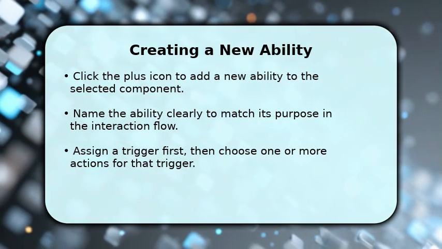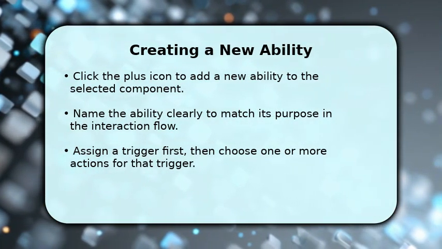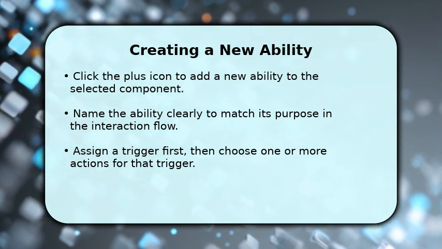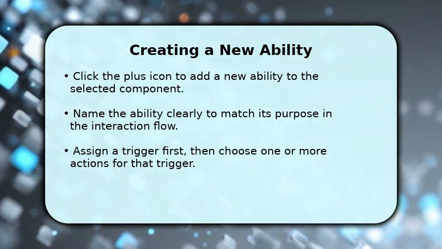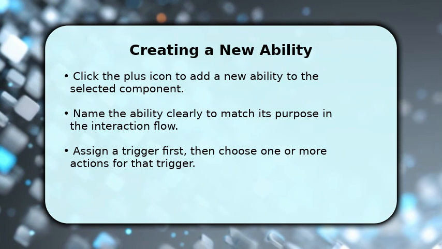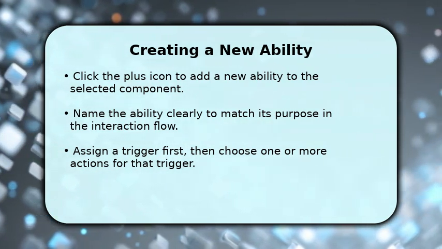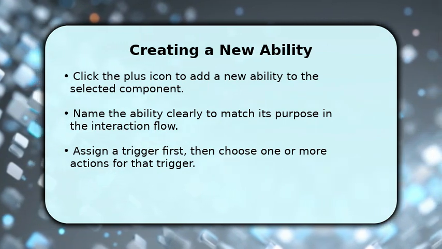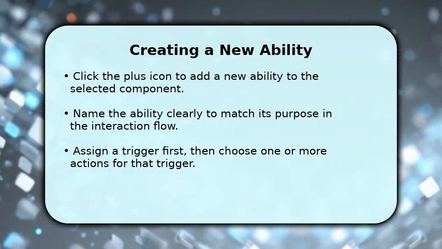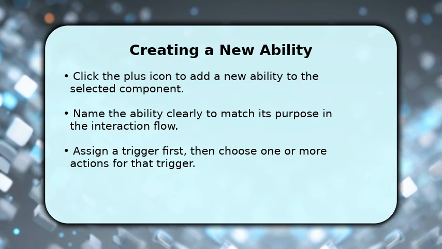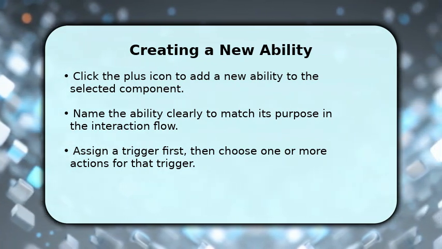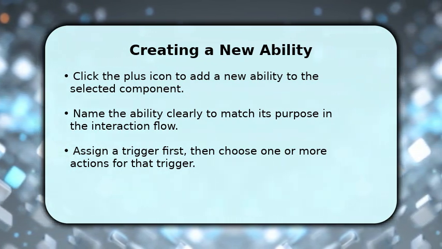Start by selecting the element and clicking the plus icon to create a new ability. Name the ability so it is easy to find later, then assign a trigger such as tap or drag. Add actions in the order they should run, like animate then navigate, and configure timing and easing. Use preview frequently to verify behavior and adjust until the interaction feels intuitive and smooth on both web and mobile.